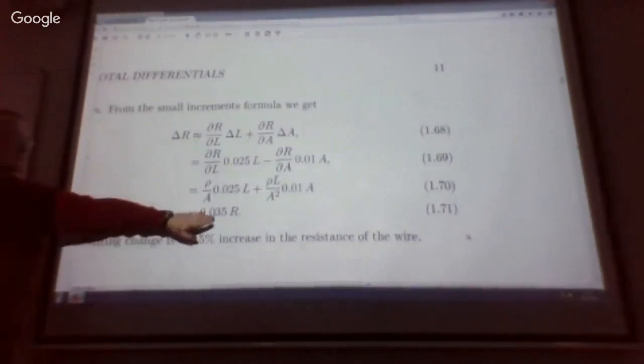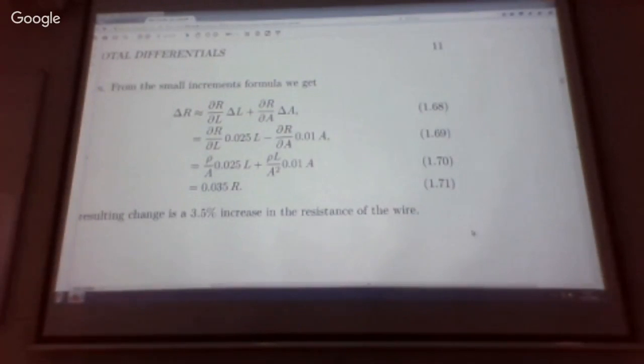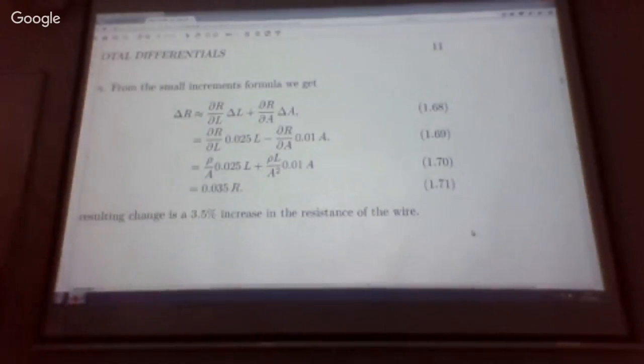And we see the combined effect is 0.035 R, so it's a positive quantity, so it's an increase, and it's a proportion of R, so we can express it as a percentage change. It's 3.5%.